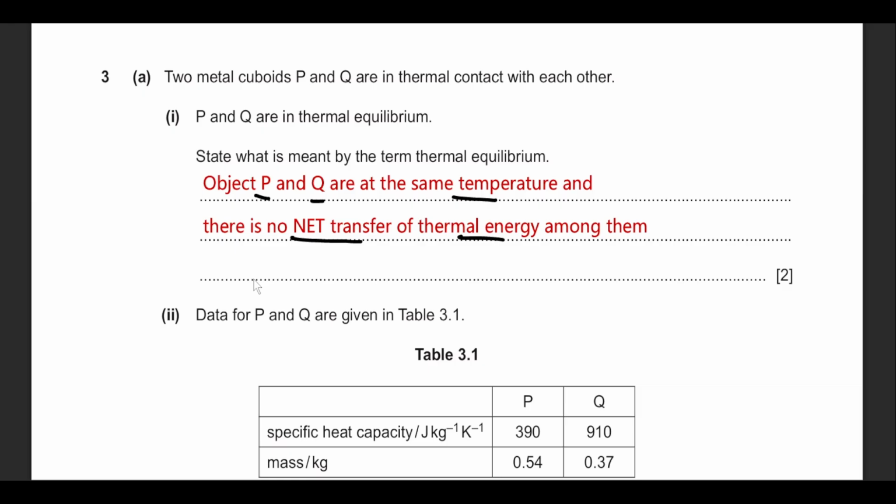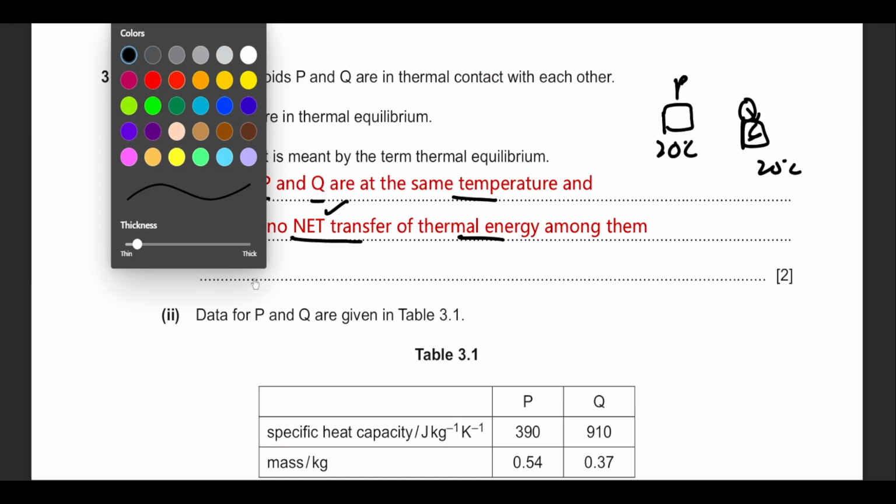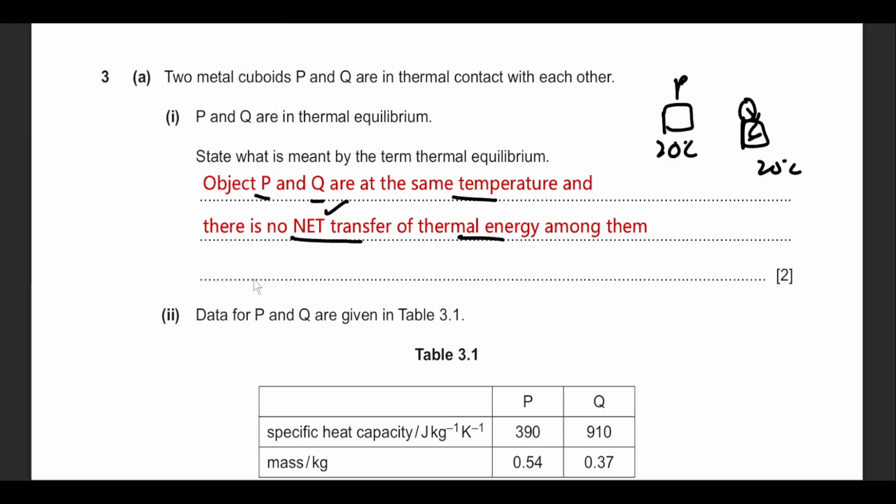When we talk about net transfer, it simply means that, for example, if this is P and this is Q, and they're both at 20 degrees centigrade, and in perfect isolation, there's nothing coming out, nothing going in. P is losing energy, Q is also losing energy, but they're also gaining it back. So the amount of energy they're giving out, they're also getting back, which is why when we say net transfer, it is important to understand that it doesn't mean that there is no transfer. The transfer is happening, but the resultant effect is zero.